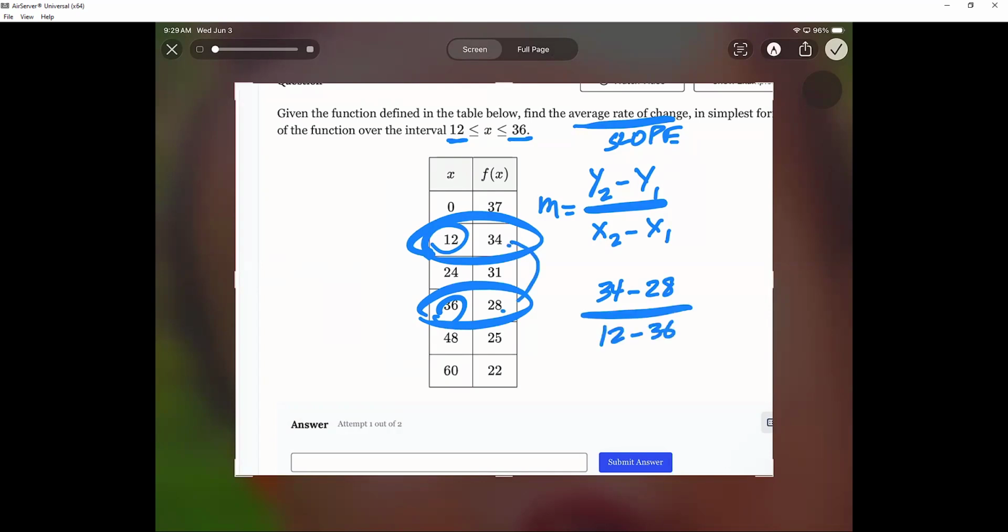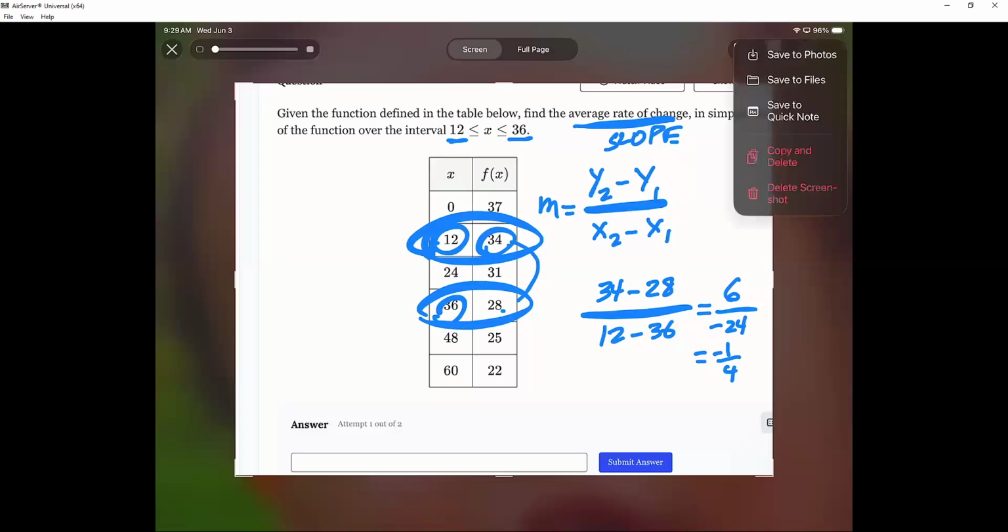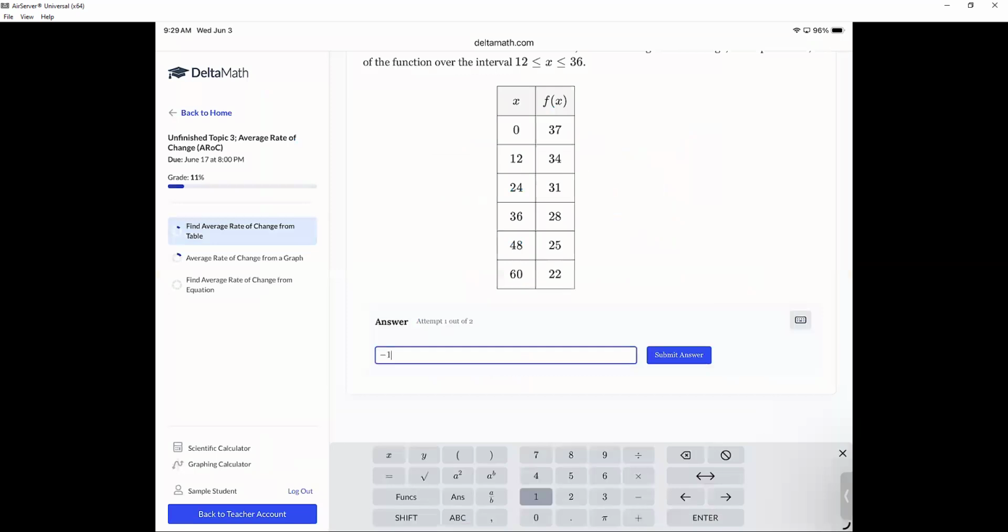34 minus 28 is 6. And 12 minus 36 is a negative 24. So this reduces to 1 over 4, which is going to be a negative 1/4. So that's what I am going to type in, a negative 1 over 4. Let's see what we get here. Negative 1 divided by 4. Submit. All right, that's good.